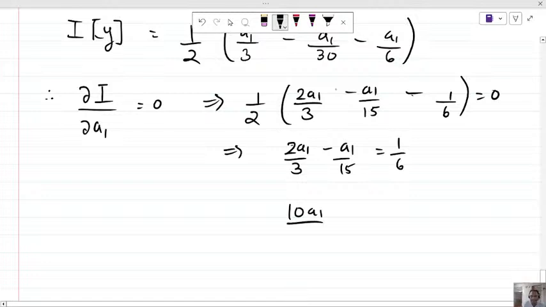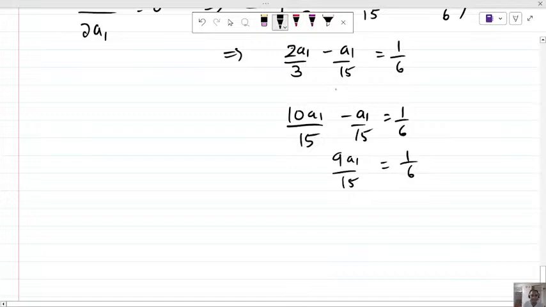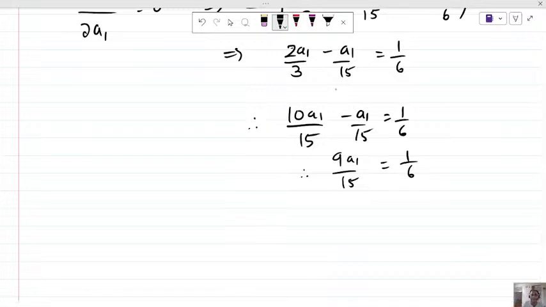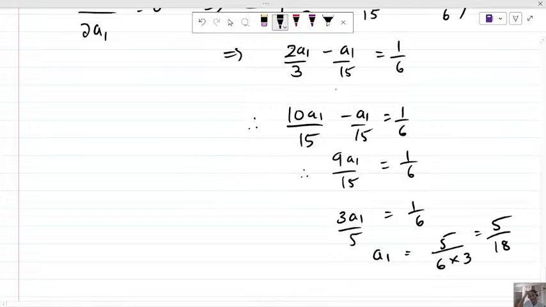Okay, and here it will become 10 a1 by 15 minus a1 by 15 equals 1 by 6. So 9 a1 by 15 is equal to 1 by 6. So finally we will be able to do this: 3 a1 by 5 is 1 by 6, and a1 equals 5 by 6 into 3, so this is 5 over 18. That is what we get.